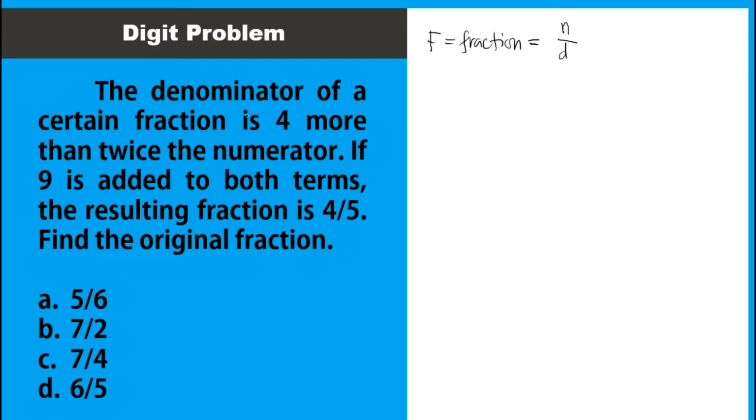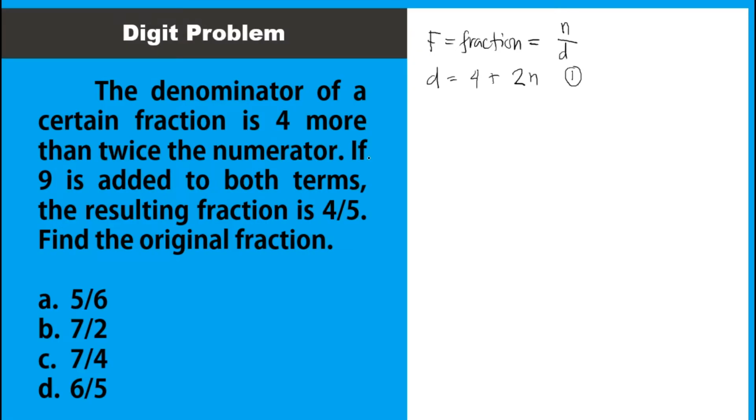So let us interpret the first statement. The denominator of a certain fraction is 4 more than twice the numerator. Let's say that d is the denominator. You have 4 more than, so that is plus, twice the numerator. So we have our first equation.